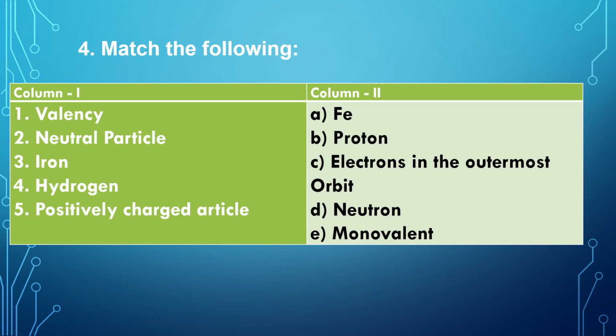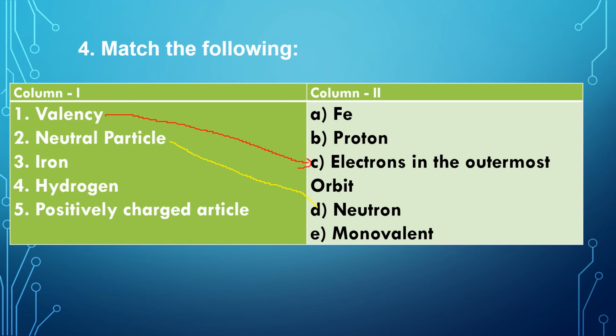Next, match the following. So here, valency. Valency means the electrons which are present in the outermost shell. Then we can call it valency. Then neutral atom. What is a neutral atom? Neutral atom means an atom with no net charge, nothing but neutrons. We can call it a neutral atom.